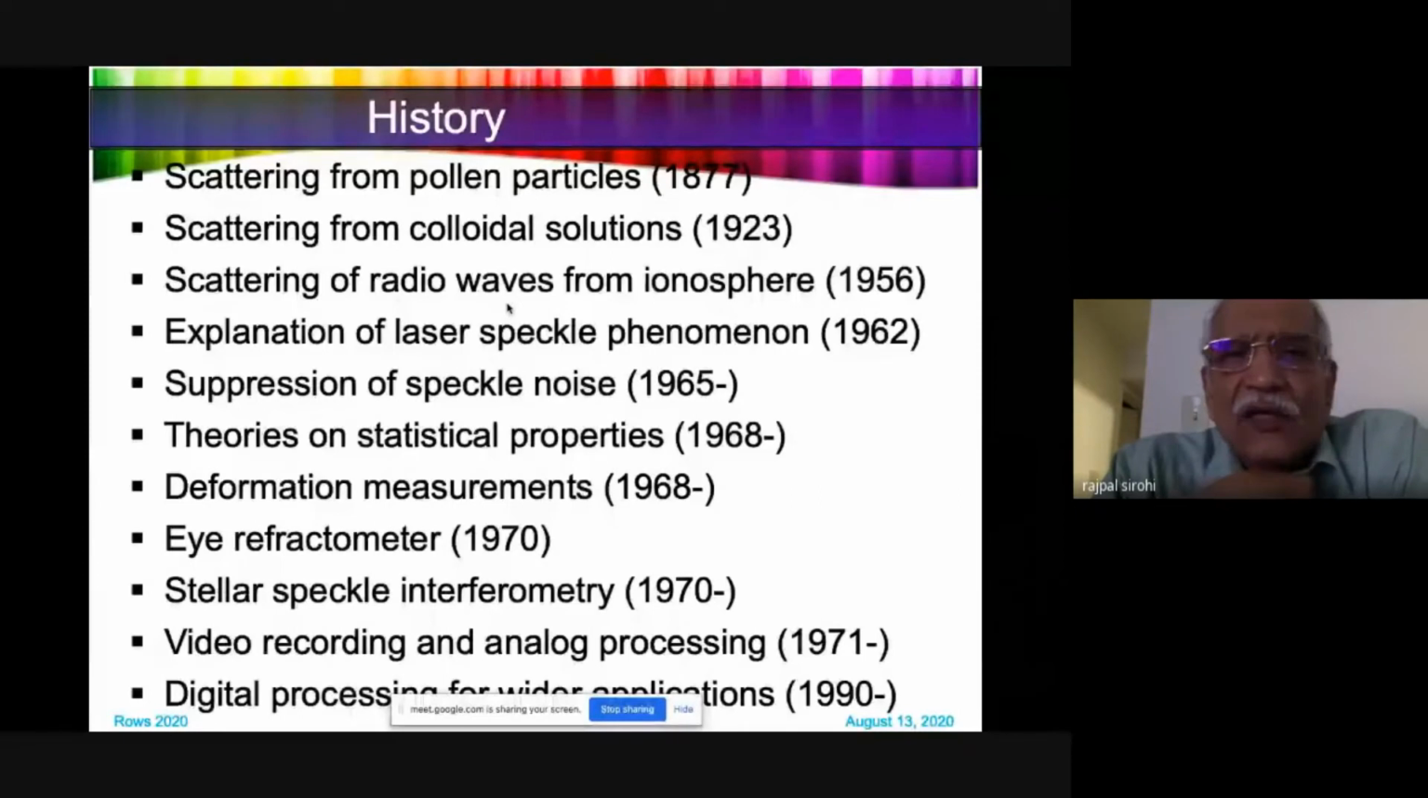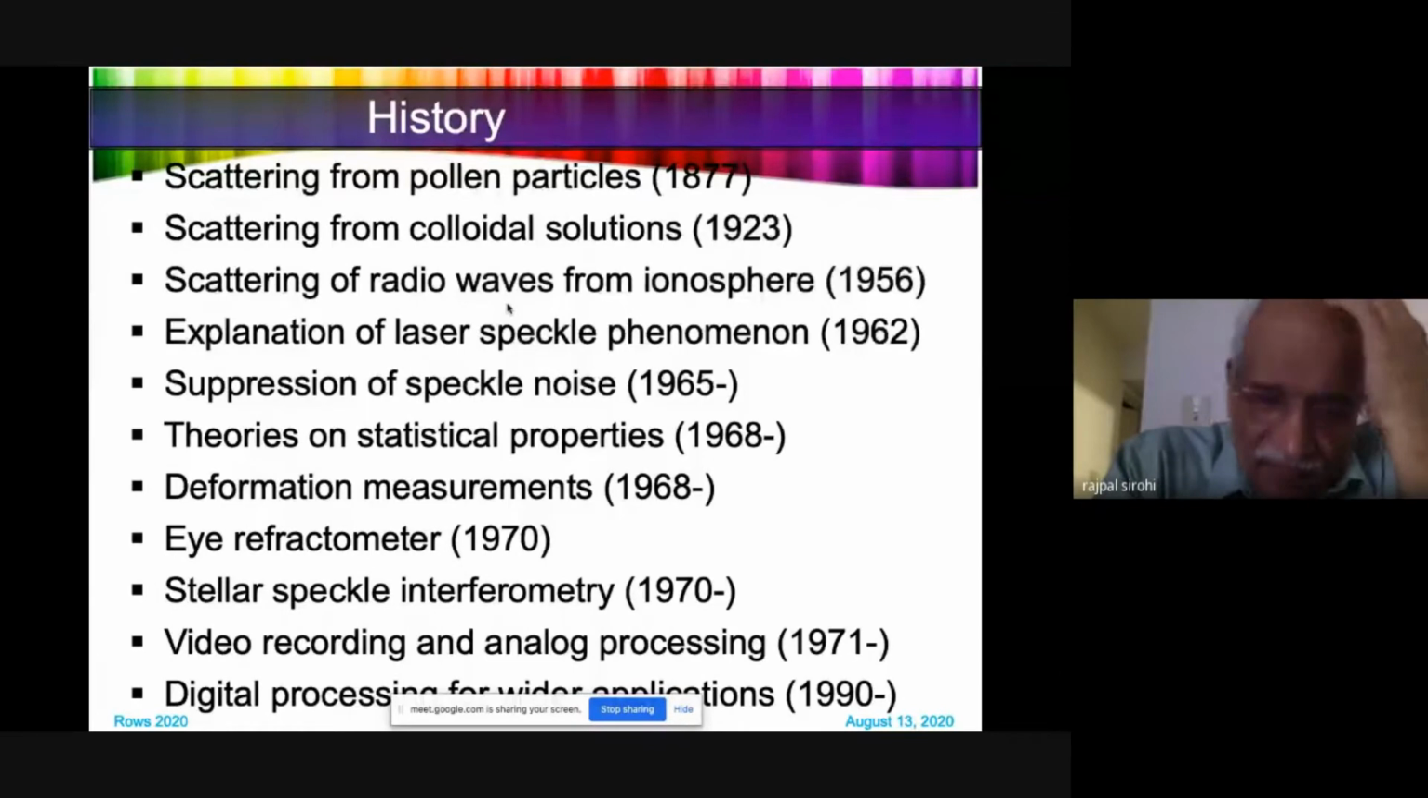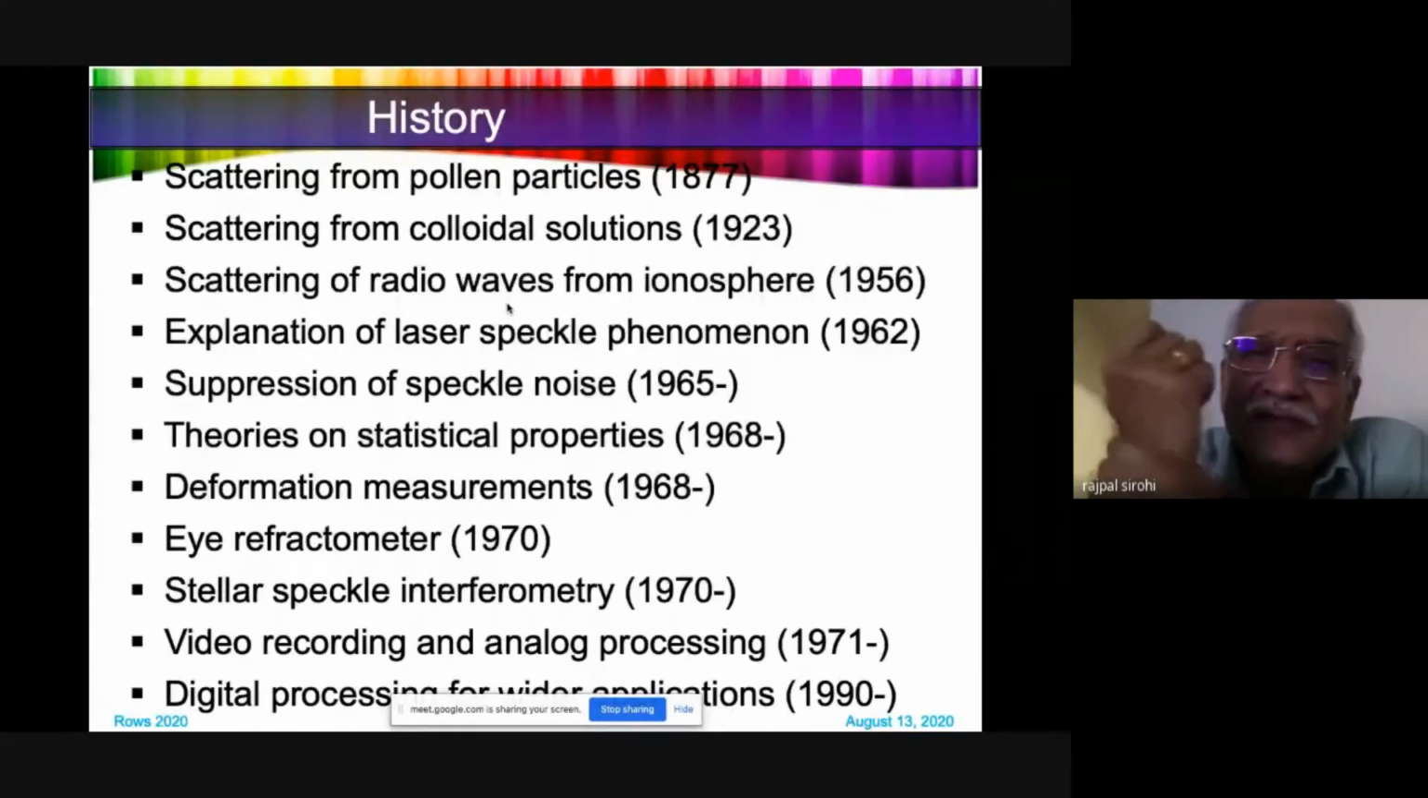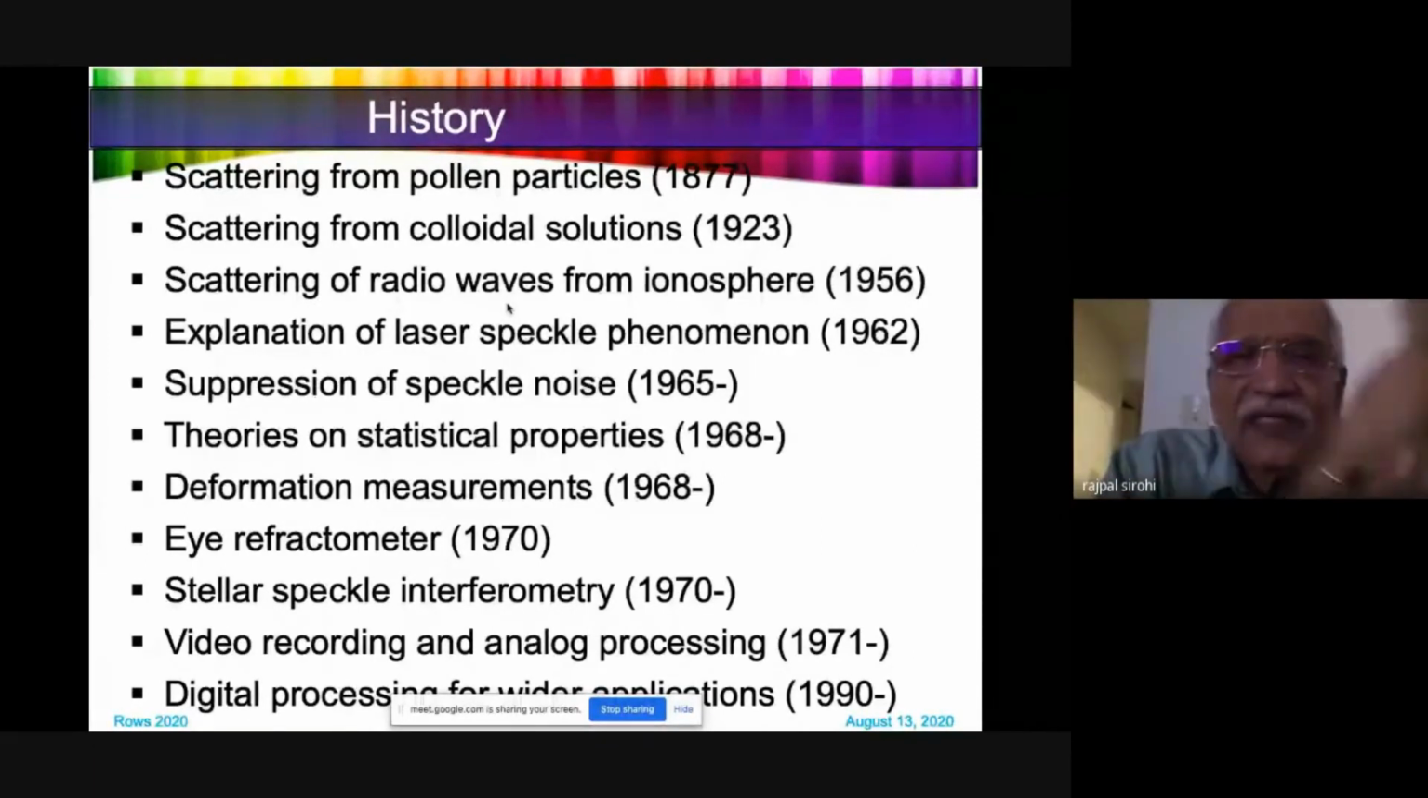People started doing holography, and then they found that all holographic reconstructions were submerged in noise. This was a speckle pattern. And the first explanation of how it is formed was given by Rigden and Gordon in 1962. And then people started thinking how to suppress this noise. And they found various means of doing it. People also developed the statistical theories. Goodman has written a book on this.